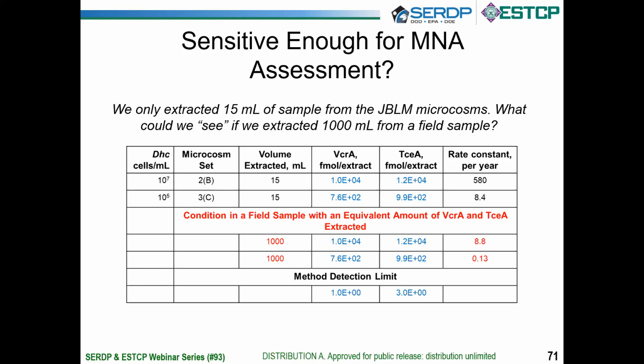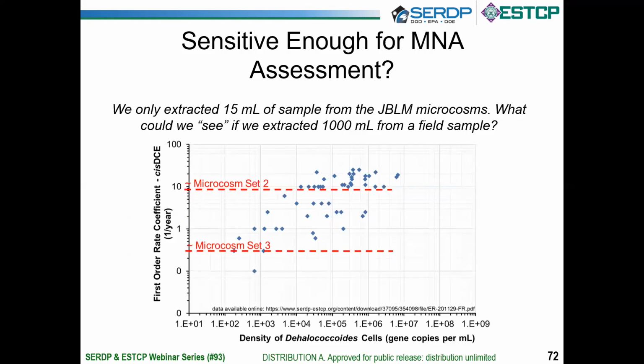So on slide 72, what that looks like in terms of the biopic results are shown. You can see the 8.8 and 0.1 inverse year rate. That level of activity is certainly low and within range for M&A assessments. And even in those cases, that 0.13 rate coefficient corresponds to a sample that was still orders of magnitude above the detection limit for, in this case, the TCA protein abundance at the site.